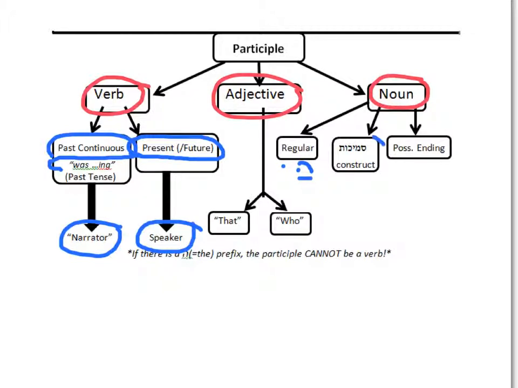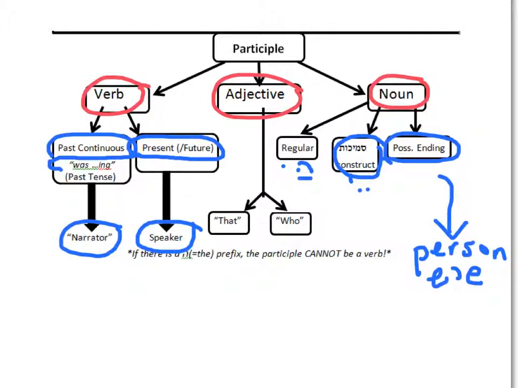We discussed that as a noun, you're going to see it most often definite, so you're going to see it with that he prefix, meaning the. You could see it in smichut. Specifically, you can always identify smichut with that a suffix. And you can see it in possessive ending. Then you know it's a noun. And we said that when you translate it as a noun, you ask who is the person doing the action, doing the shoresh. So we said you can always add the sitter, dweller, etc.